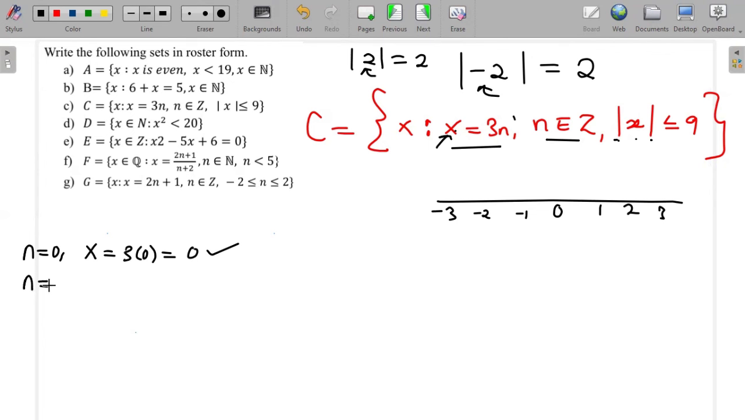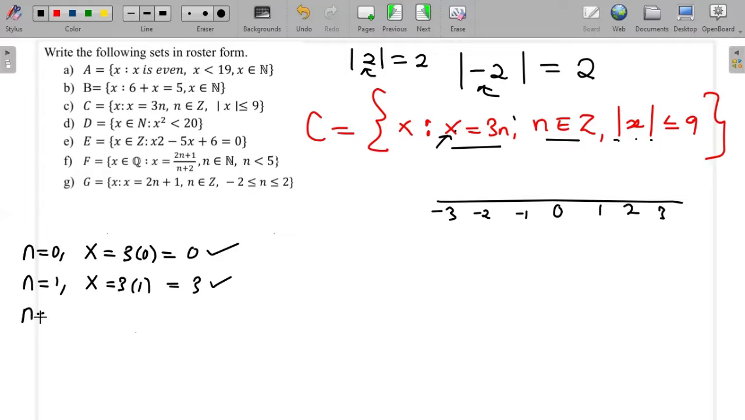I continue going to the right. So what if my n is 1? What will be my x? x will be 3 multiplied by 1. So this will just be 3. So I get x is equal to 3. Now if I take the modulus of that 3, is it less than or equal to 9? The answer is yes. So I'll tick this again.